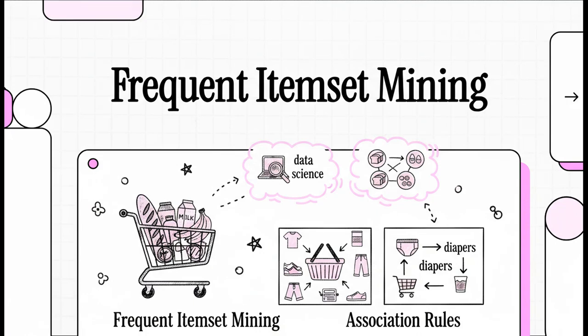All right, today we're going to pull back the curtain on some of the data science that literally powers the modern world of shopping. We're going to get into two really cool ideas: frequent item set mining and association rules.